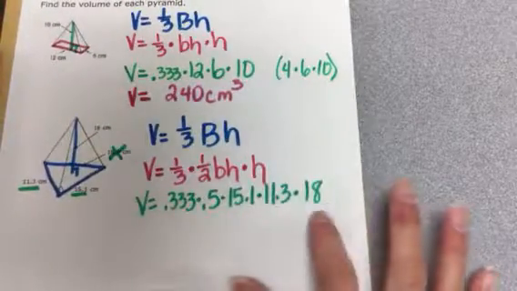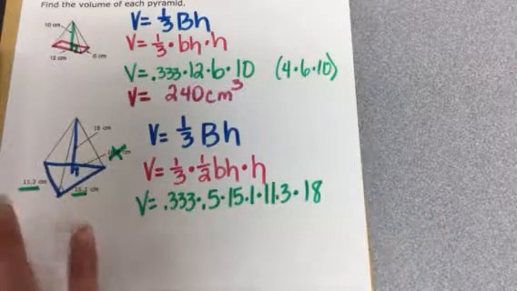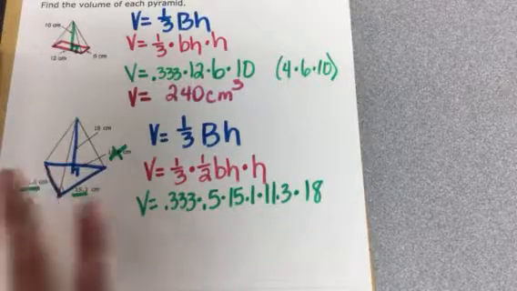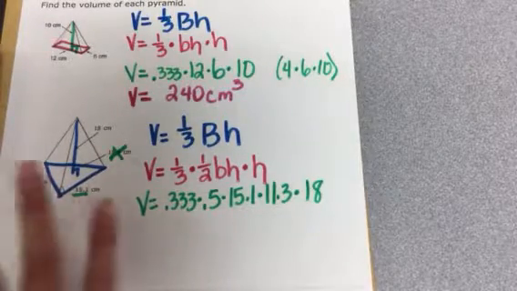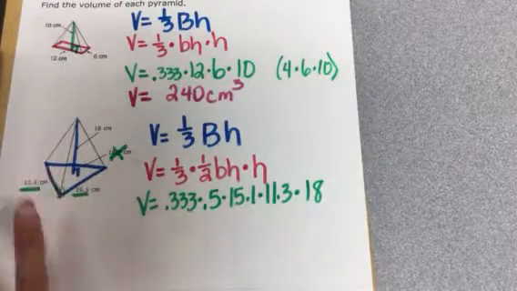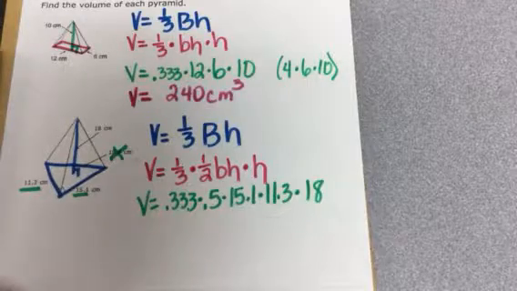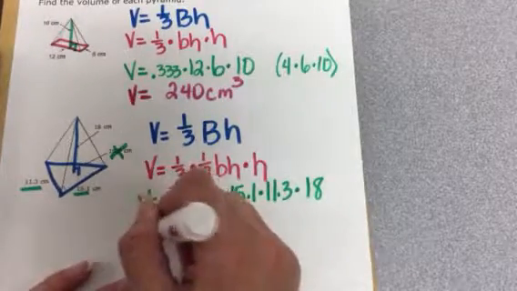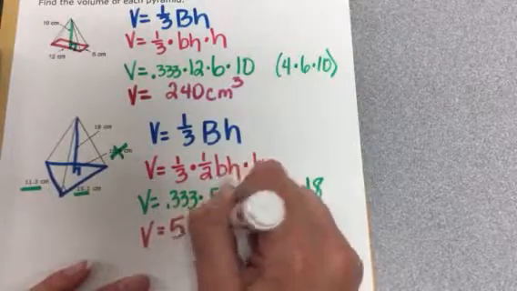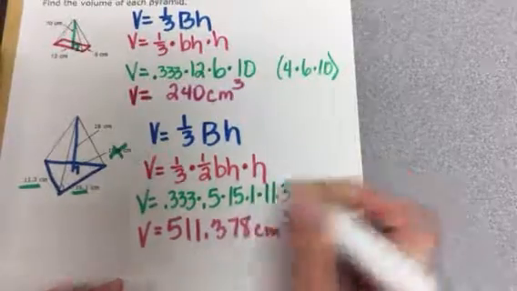Now we can follow here and multiply our numbers together. So I'm going to do 0.333 times 0.5 times 15.1 times 11.3 times 18. And when I multiply all of those together, I get that the volume is equal to 511.378 centimeters cubed.